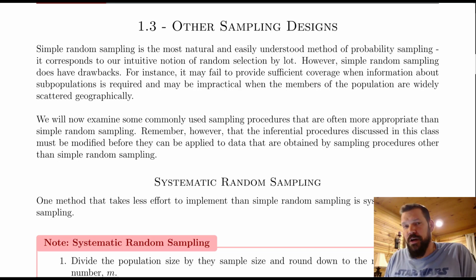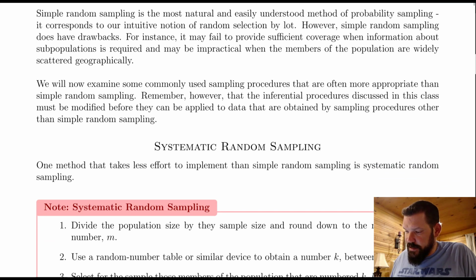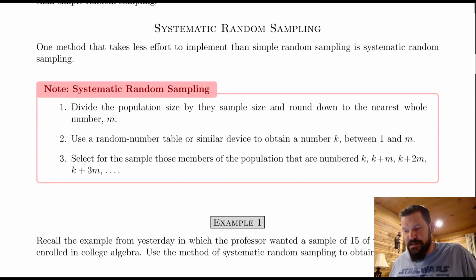Anyway, so the previous notes we talked about simple random sampling. Now we're moving on to other sampling designs that build off of simple random sampling. And we're going to just jump right into the first one, which is systematic random sampling. Systematic random sampling is quite simple in that there's a little bit less effort required to implement it than there is with just the general simple random sampling we looked at before.